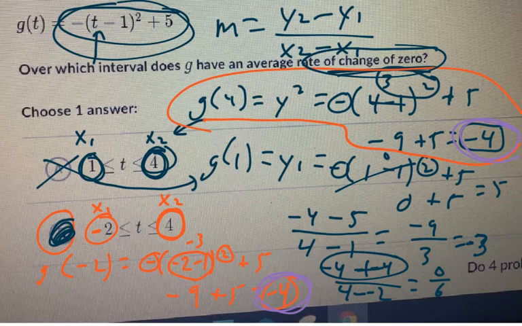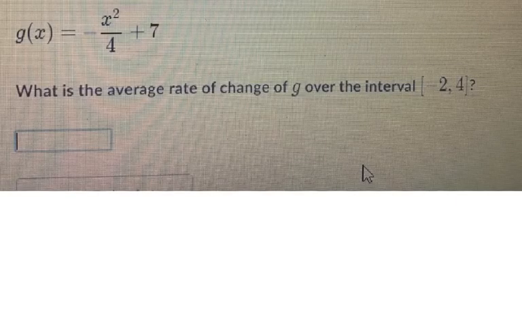All right? I know it's tough and confusing, guys. Welcome to college algebra, trig, pre-calc. All right. Now, this one says, what is the average rate of change of this function g over this interval? So again, this is my x1. This is going to be my x2. That's the interval from negative 2 to positive 4.